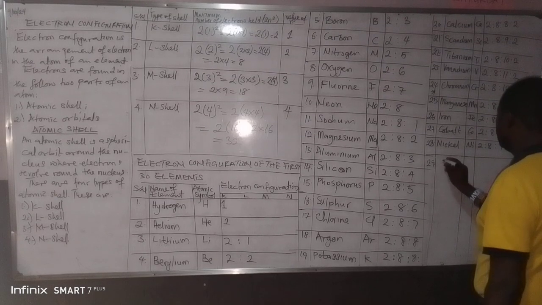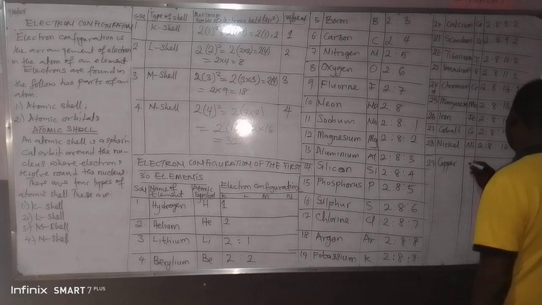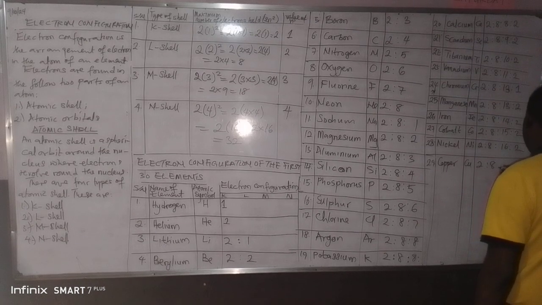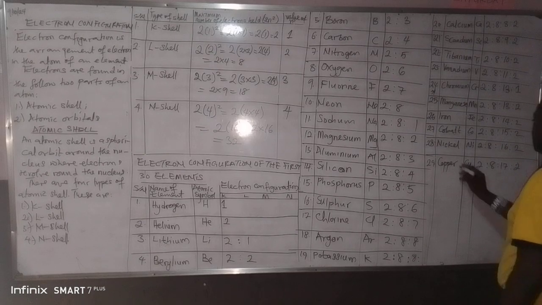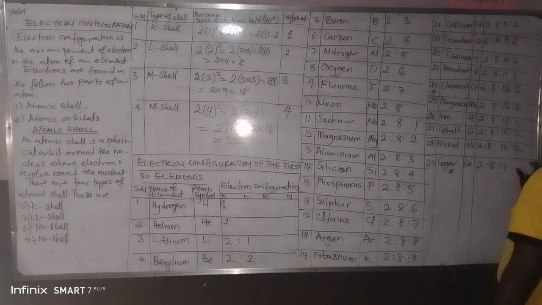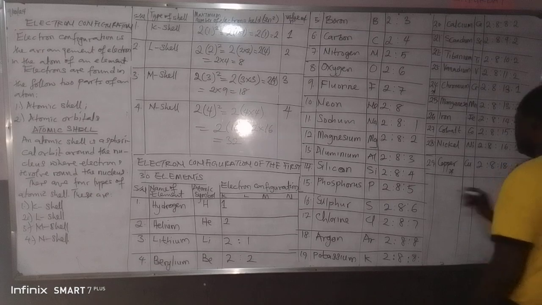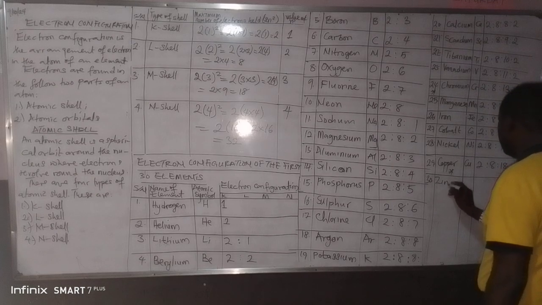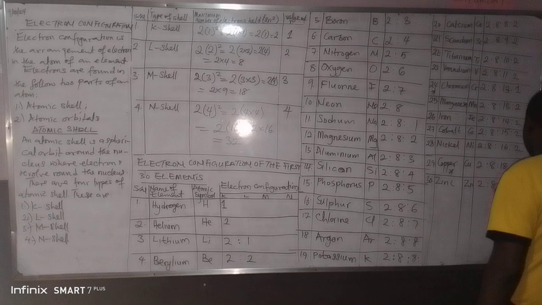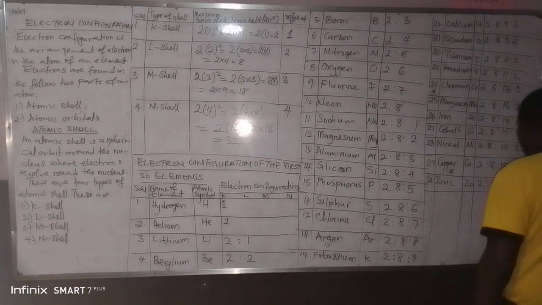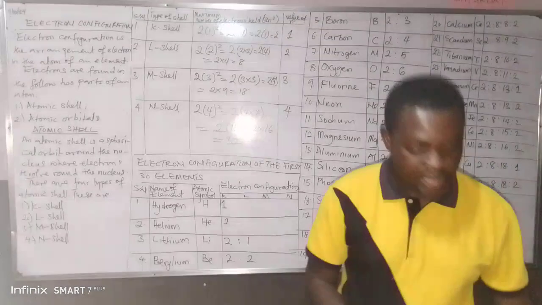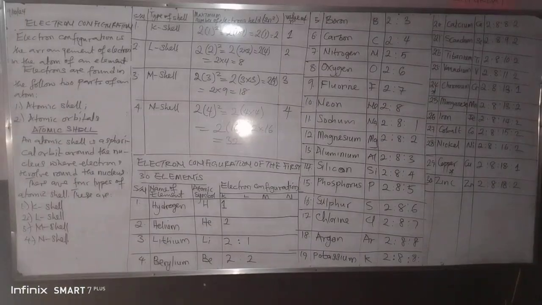Then 29 is copper, Cu, that is 2, 8. It's supposed to be 17, 2. But what does it do? It reduces this one to 1 and adds 1 to this one. So that's its nature. Then 30, zinc, Zn: 2, 8, and the 18. If this one had agreed to be 17, it would end in 2. So that is that. Now we are going to consider some common terminologies associated with this electron configuration that we have had.